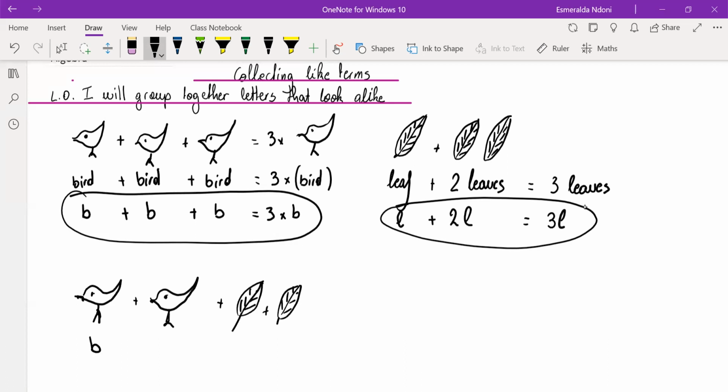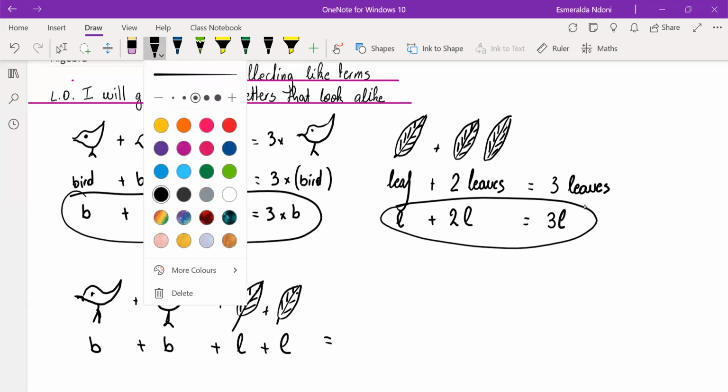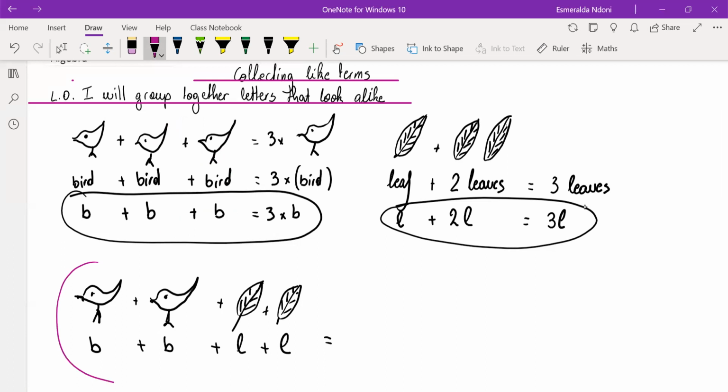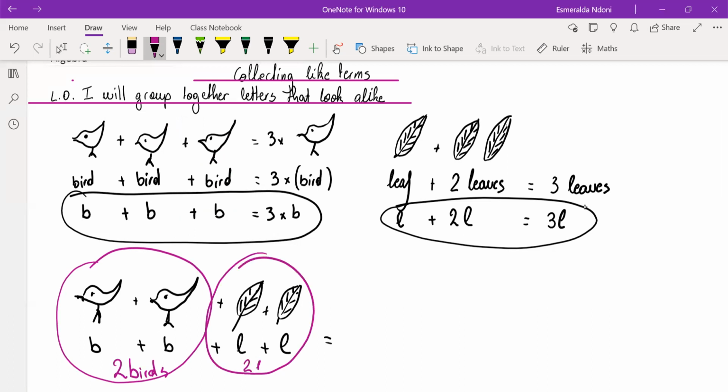So I have a bird. And I have another bird. Then I have a leaf. Then I have another leaf. I can see that I have four things, but they are not the same. So I cannot possibly group them together. So what I'll do, I'll group the ones that are the same. So I can see that the birds are the same. So I'll group them together, and they will give me two birds. And then I'll group the leaves together, and they'll give me two leaves.